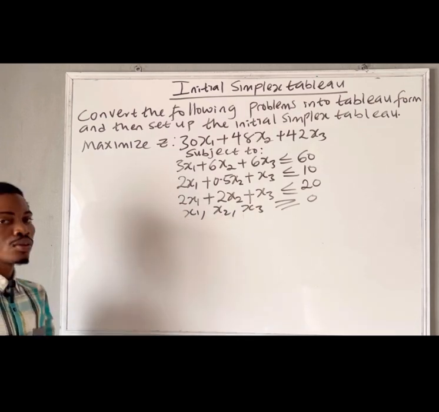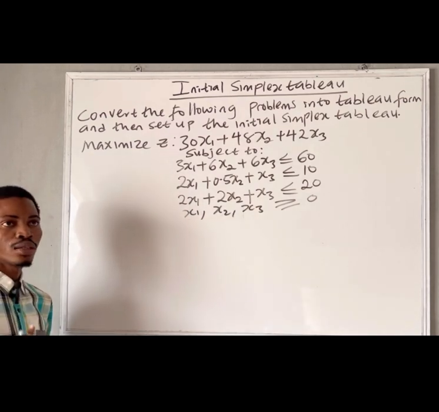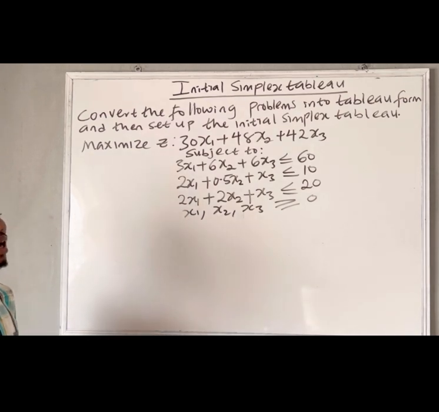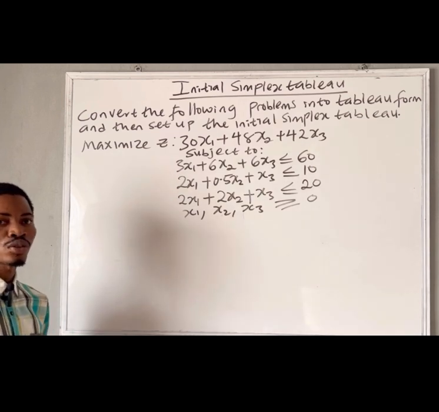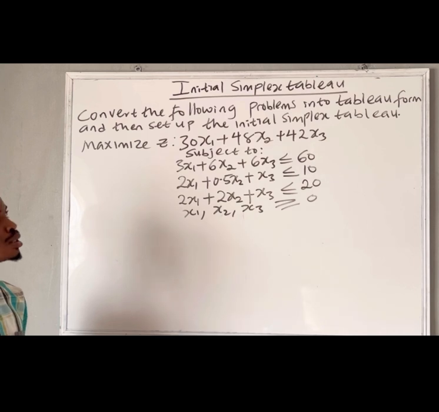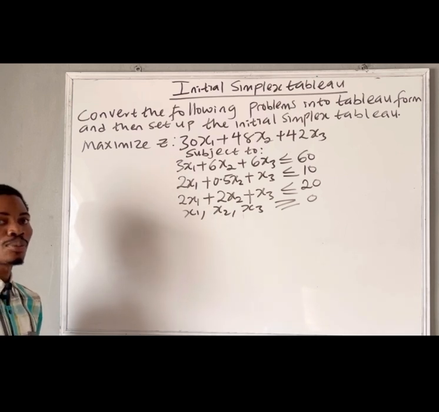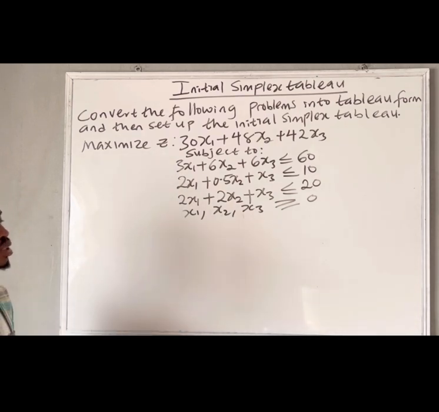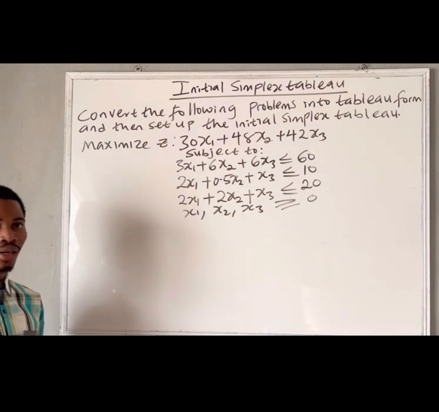This is the non-negativity. And if you check our previous lesson, I explained the steps to take while solving a linear programming problem by the simplex method. One is to formulate the linear programming problem. If you see, this question has been formulated, that is, translated to mathematical form. Our next step is to convert it to standard form.